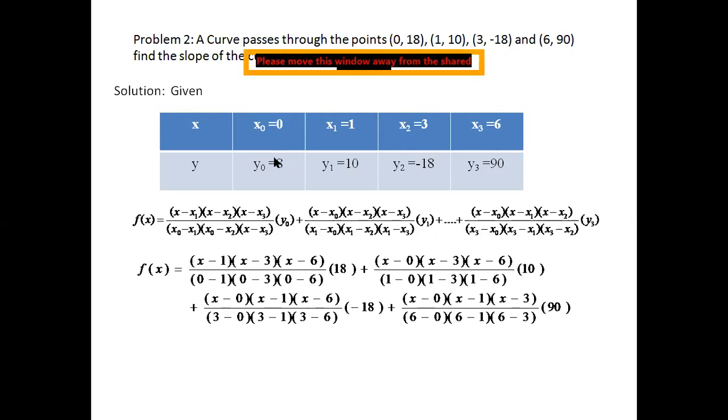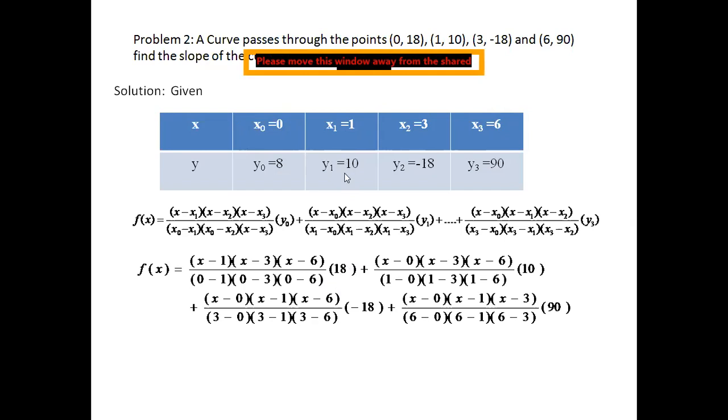The denominator starts from the missing term, this is 0: (0 minus 1) into (0 minus 3) into (0 minus 6). Multiply this ratio by the corresponding value of y0, that is 18. So you write correctly, it is 18. Plus the second term, where this one should be missing. Since x is not given where you have to interpolate, write (x minus 0), then (x minus 3), and you should not write this value, then (x minus 6). That's the numerator. Denominator, the missing number is this one: (1 minus 0) into (1 minus 3) into (1 minus 6).